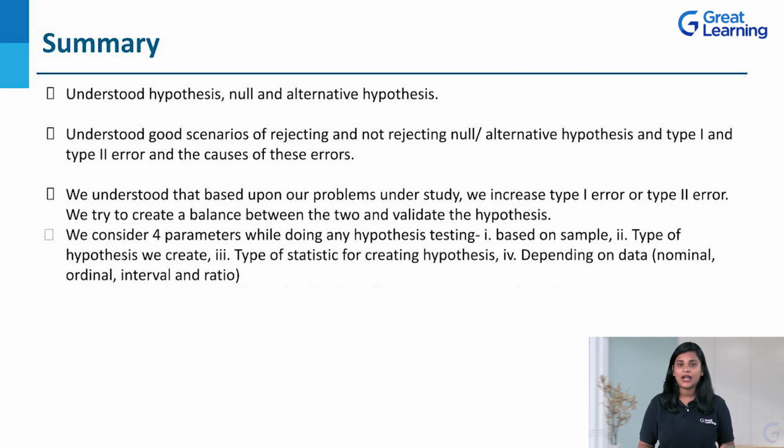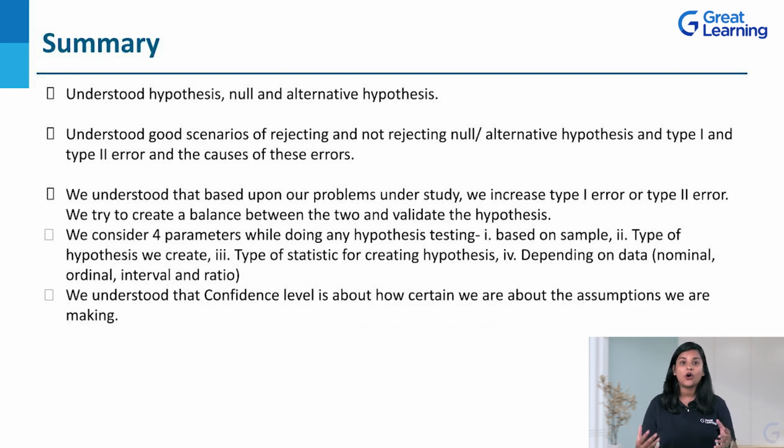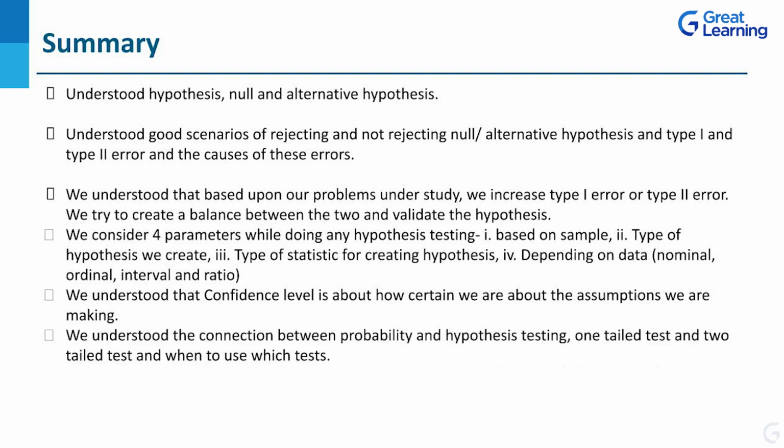We consider 4 parameters while doing any hypothesis testing. First, based on the sample. Second, the type of hypothesis we create. Third, the type of statistic for testing the hypothesis. And fourth, depending on data: nominal, ordinal, interval, and ratio. We understood that confidence level is about how certain we are about the assumption we are making. We also understood the connection between probability and hypothesis testing, one-tailed test and two-tailed test, and when to use which test.